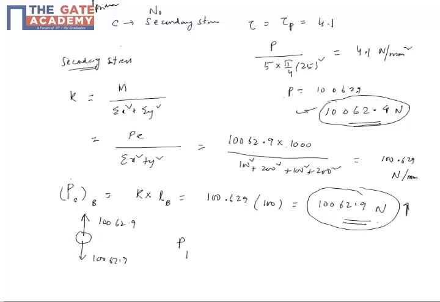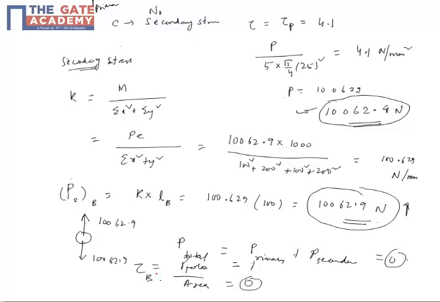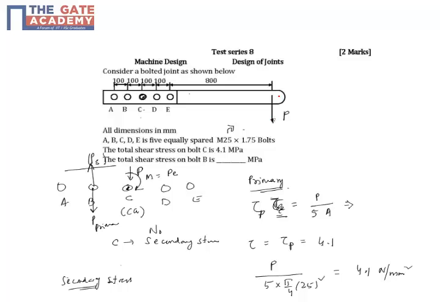So the total load is primary plus secondary, and these cancel each other. Looking at the figure, you can see they cancel each other. So there is no effective load on the bolt, so the shear stress is also 0, because shear stress is nothing but P total by area, and P total is 0. So the shear stress on B is 0. So this is an interesting question. Thank you.